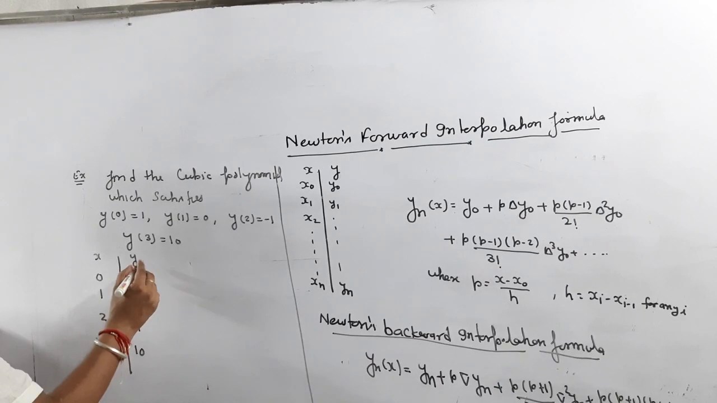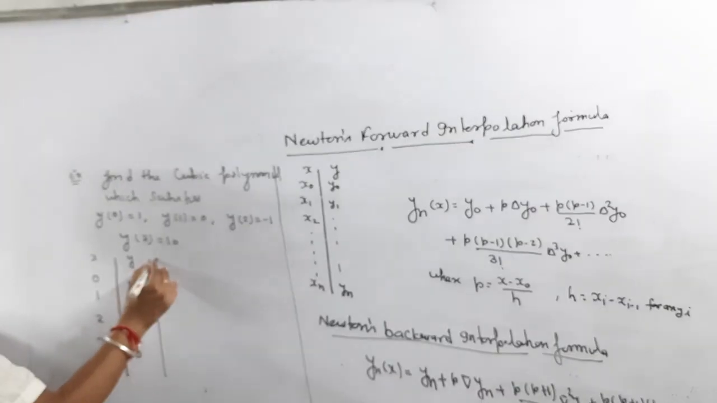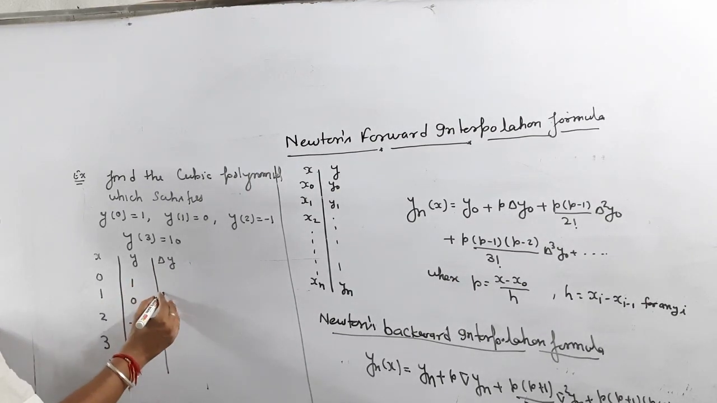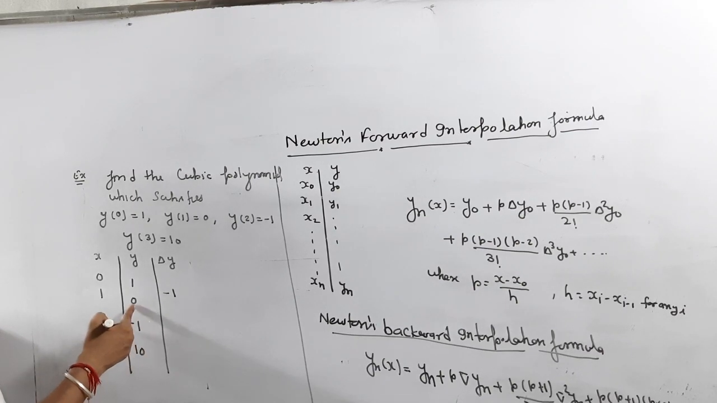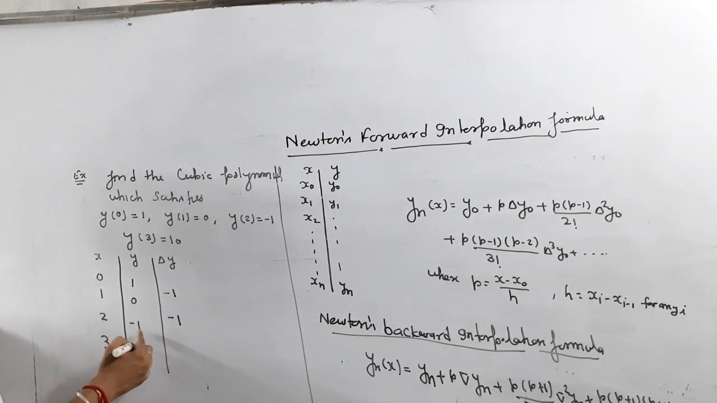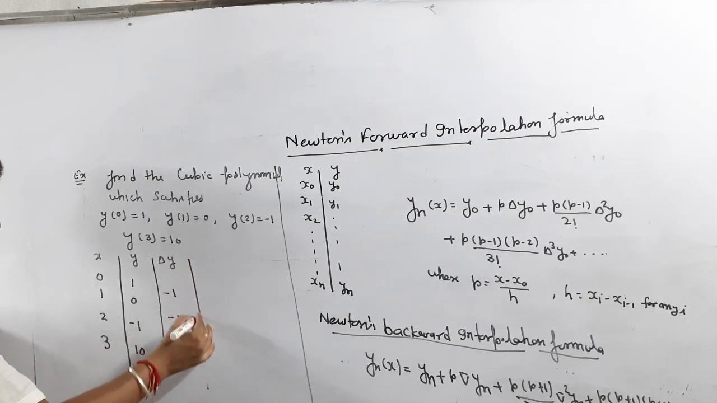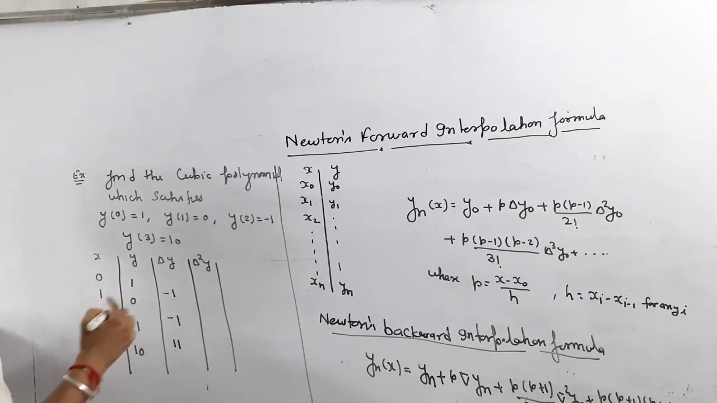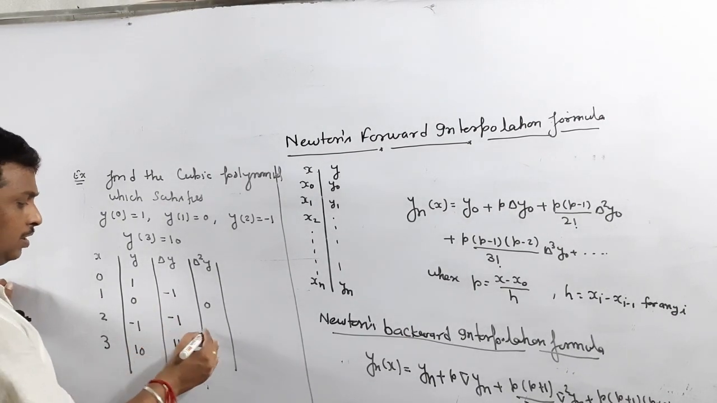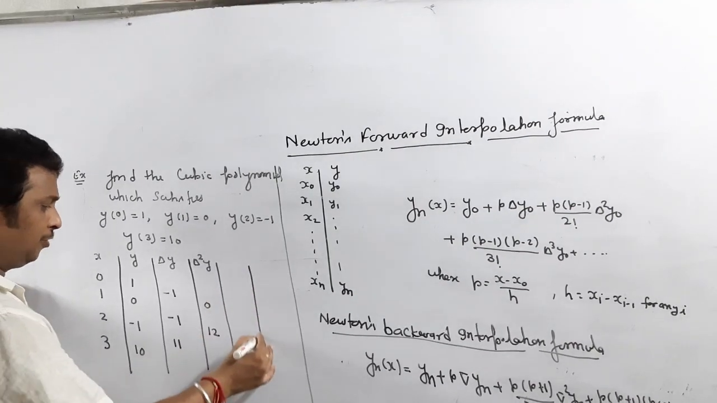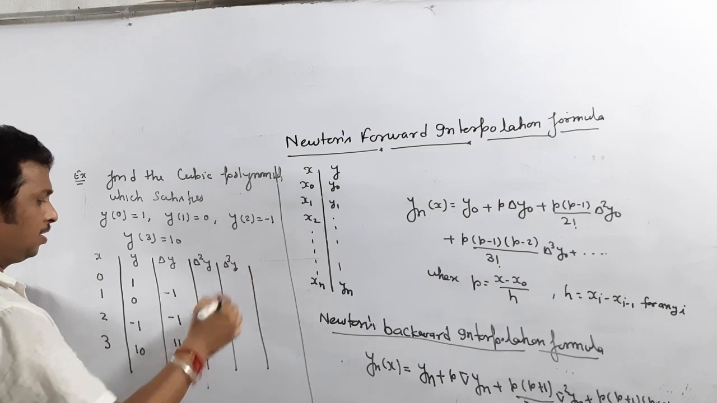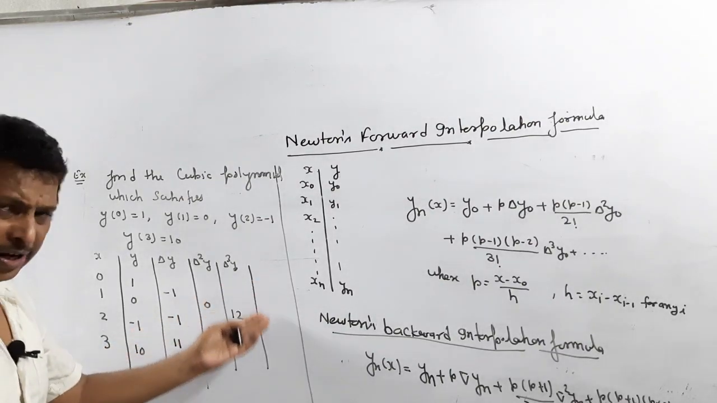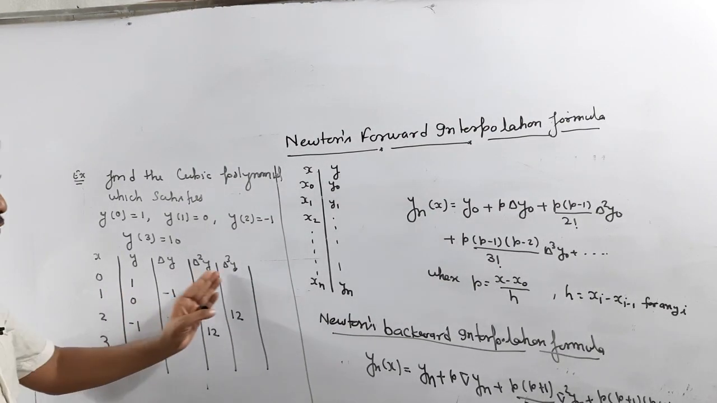Once you know y, for the forward difference table, first create del y. What is that? 0 minus 1, that is minus 1. Minus 1 minus 0, that is again minus 1. 10 minus 1, that is 11. Now create del square y. Minus 1 plus 1, that is 0, and then 12. Then del cube. What is del cube? 12 minus 0 is 12. Now for the last, only one value is there, so definitely we can't find more. So it means we have to go up to del cube.